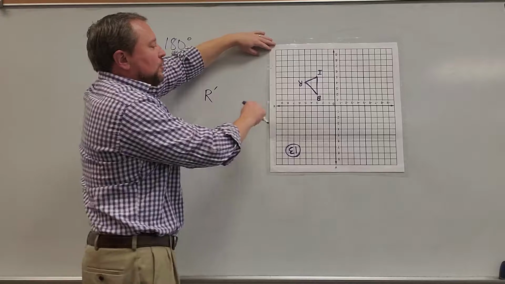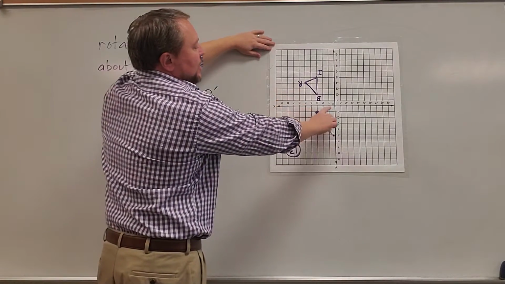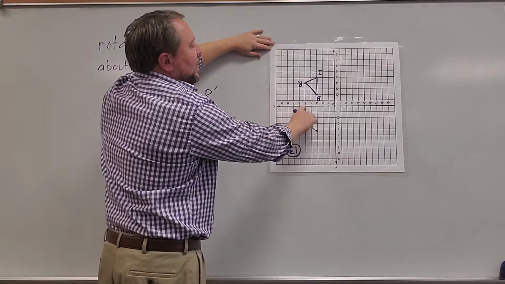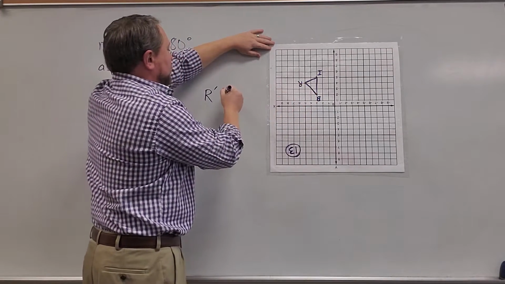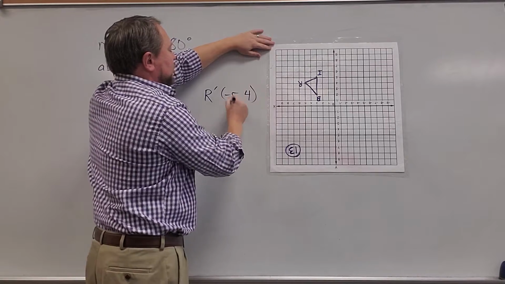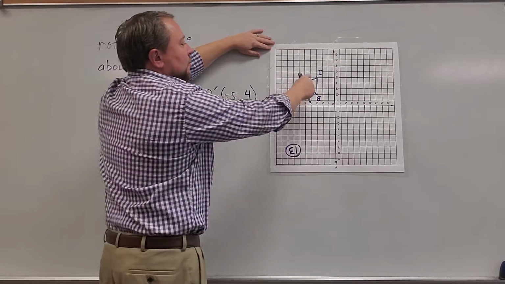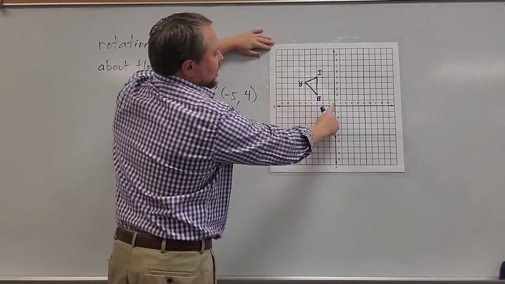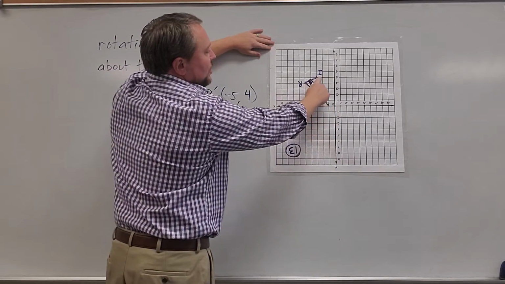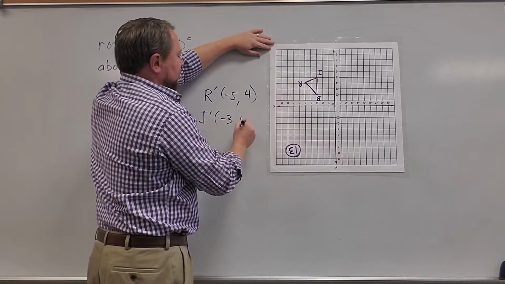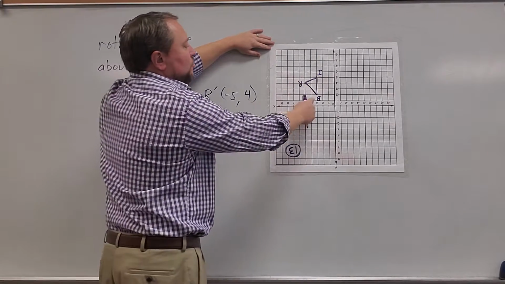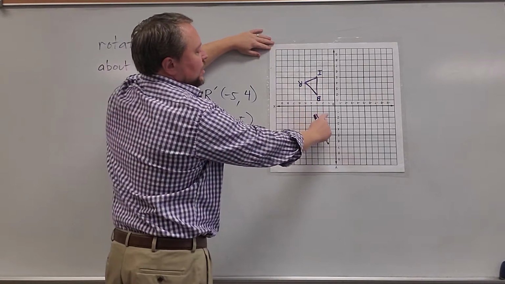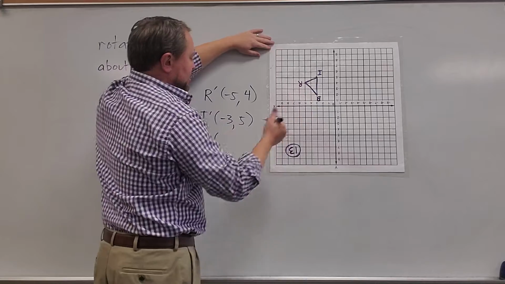So R prime, our new R value, is located, as you can see here now, what would be the coordinates -5, +4. So I write that down. The new I, or I prime, is located here at -3, +5. And the new B, or B prime, is located here at -3, +2.